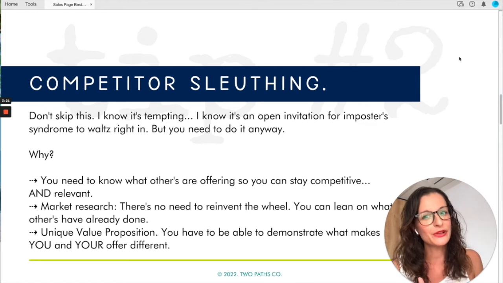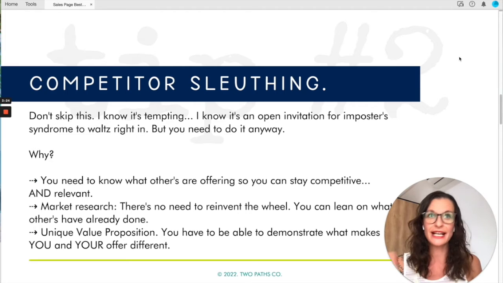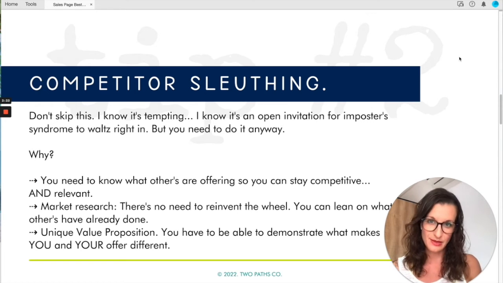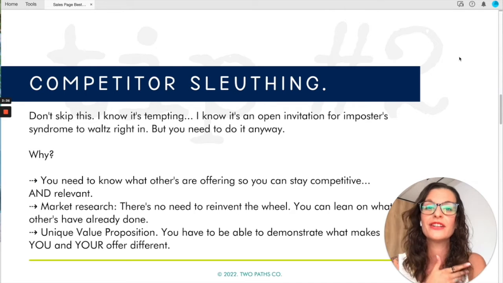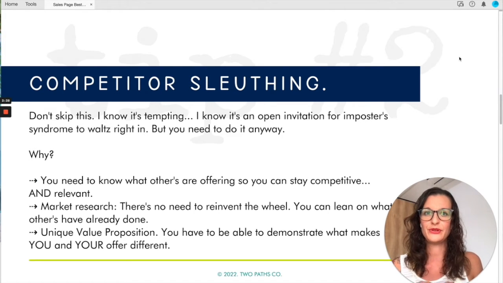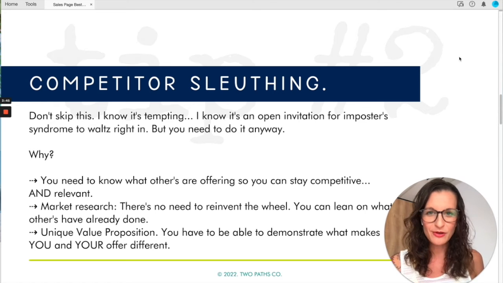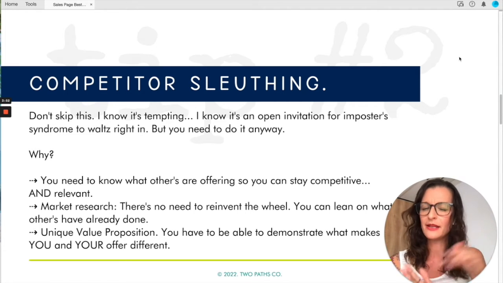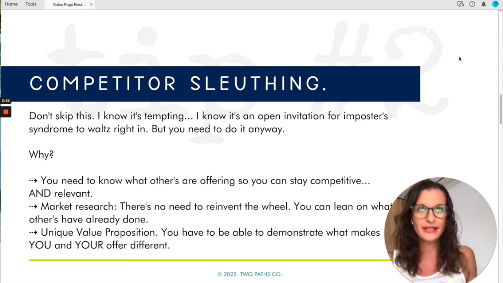The last one's really important, and it could be an entire training. It's an entire course on its own, and that's your unique value proposition. UVP, also known as USP, however you say it is fine. The point is that you have to be able to demonstrate what makes you and your offer different. If you do not have your UVP firmly established, stop everything. You have no business creating a sales page. You should not be working on any more marketing materials until you've got that figured out, super solid, and then go back to everything you've already done and make sure that it's consistent. Okay, right?